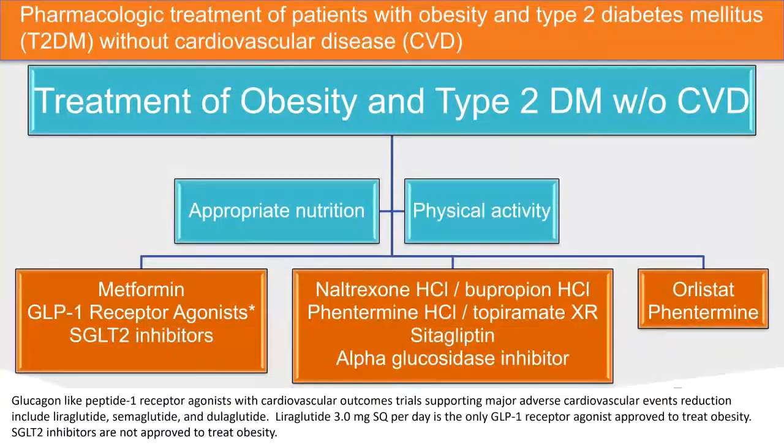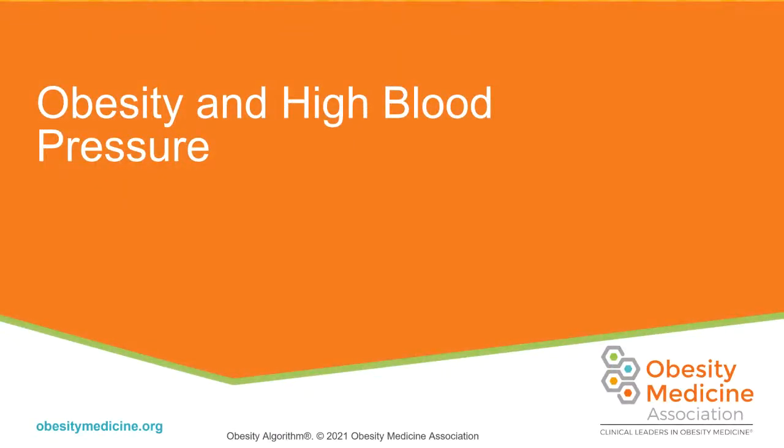Okay, so if we do have a patient with obesity and type 2 diabetes mellitus, and they don't have cardiovascular disease, what might be a choice there? Well, I think, again, you have to go back. This is very consistent with the American Diabetes Association and other organizations: metformin, a GLP-1 receptor agonist, and SGLT2 inhibitors. And why am I saying that? It's because even though they may not have cardiovascular disease, they're certainly at high risk for cardiovascular disease because they have type 2 diabetes mellitus.